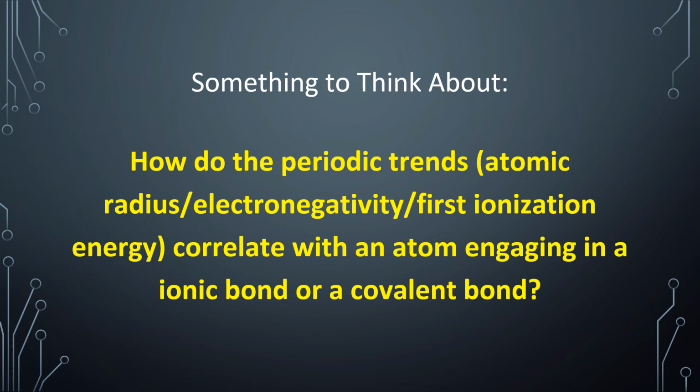Something that you need to think about is how do the periodic trends we've talked about correlate with an atom forming an ionic or covalent bond with another atom? Does the radius affect it? Does its ability to attract electrons affect it? Or how about the energy needed to remove a valence electron? How does that affect its ability to form an ionic or a covalent bond?